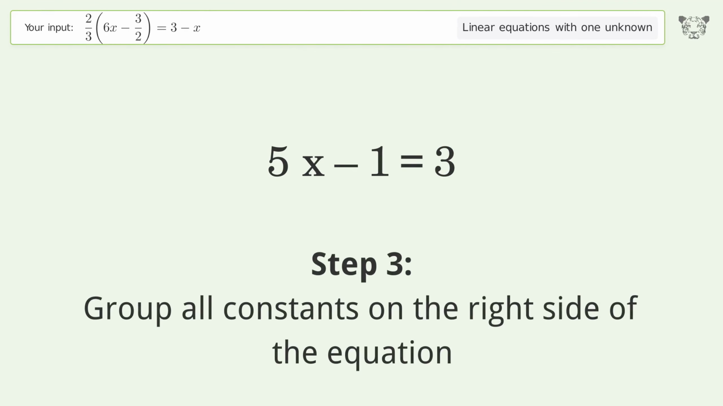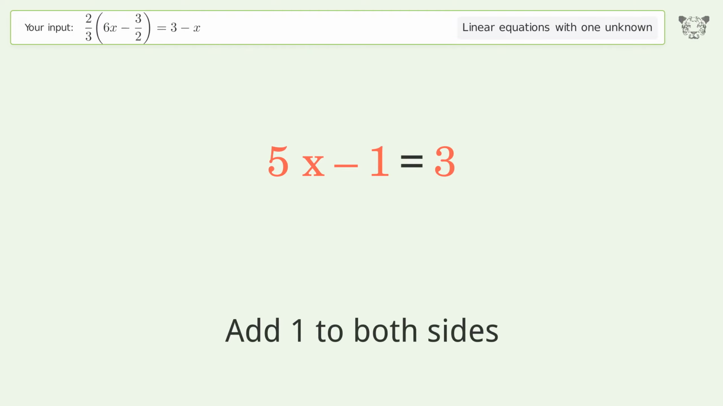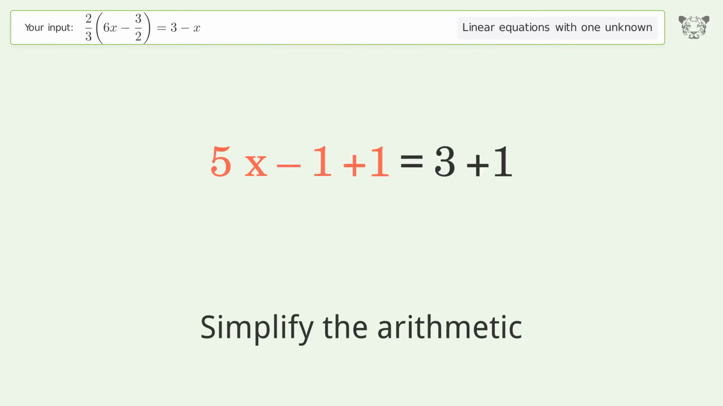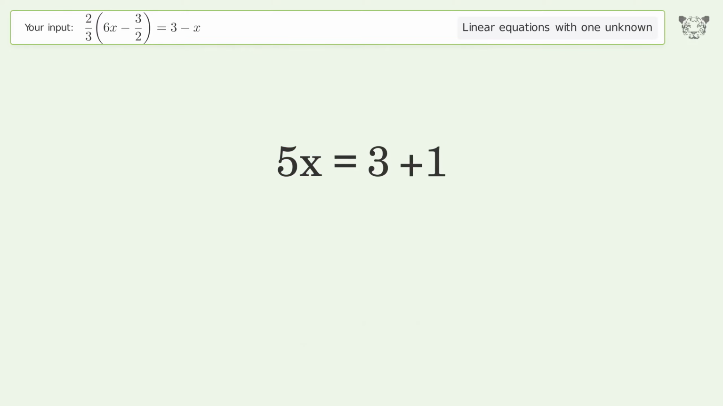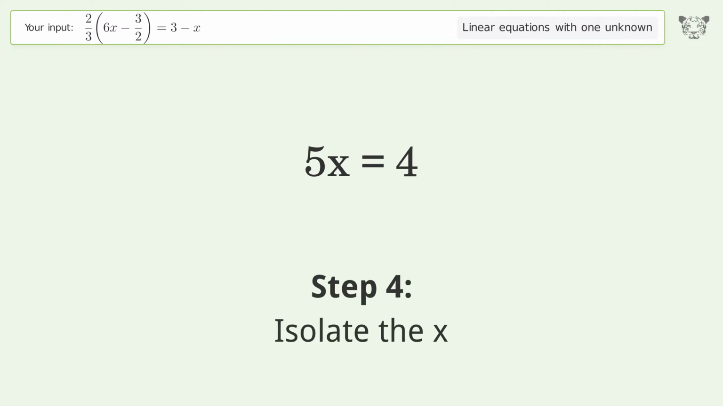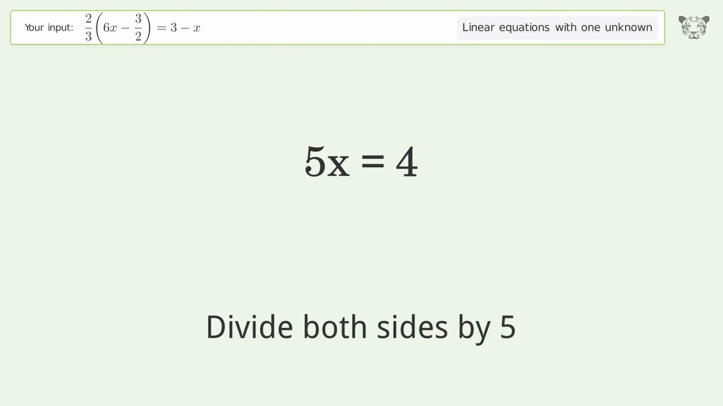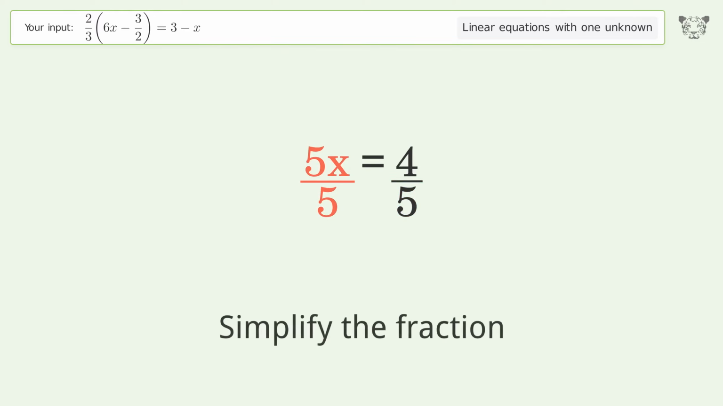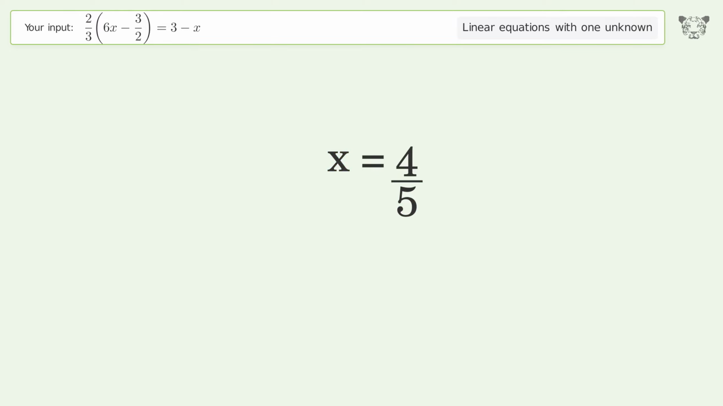Group all constants on the right side of the equation. Add 1 to both sides. Simplify the arithmetic. Isolate the x. Divide both sides by 5. Simplify the fraction. And so the final result is x equals 4/5.